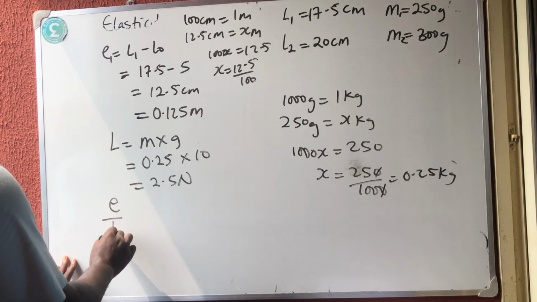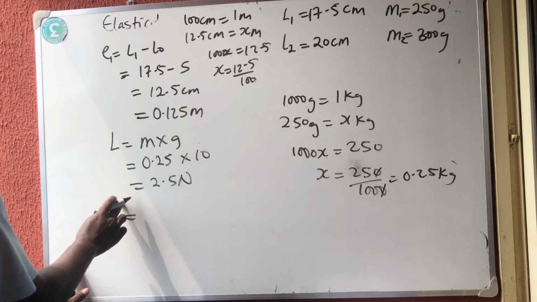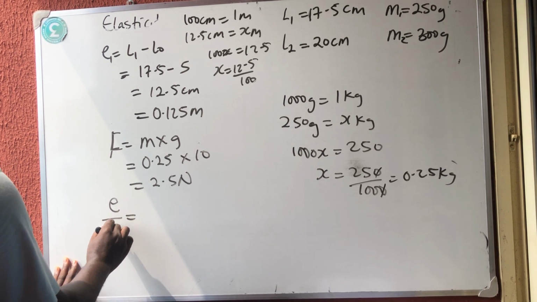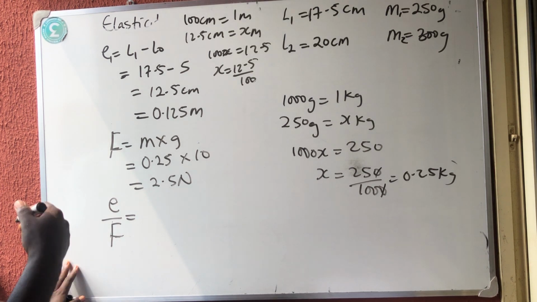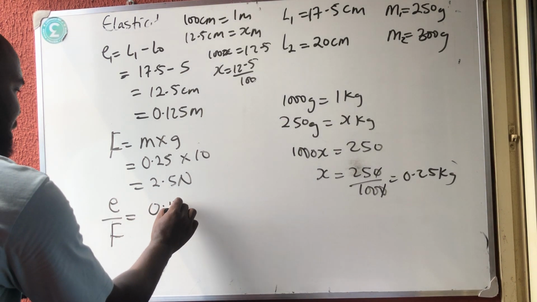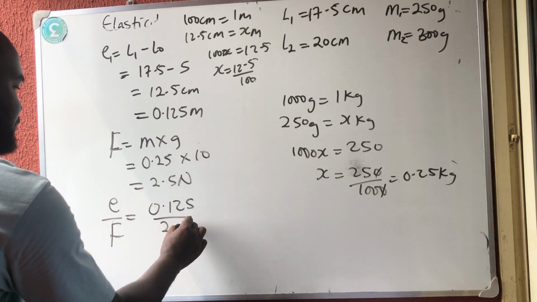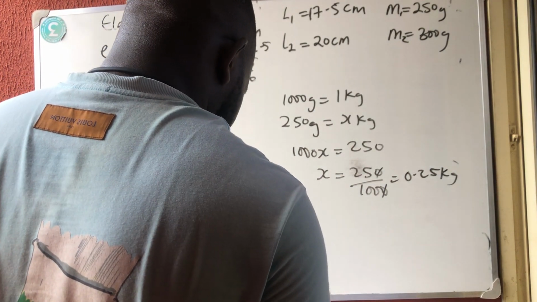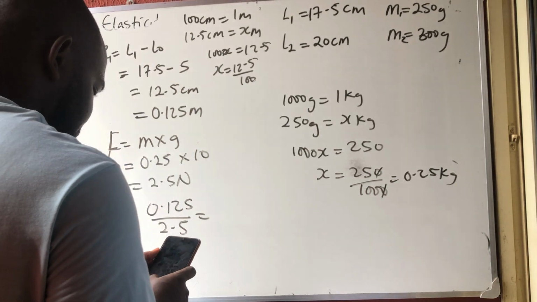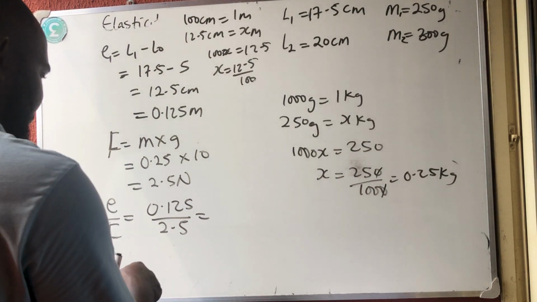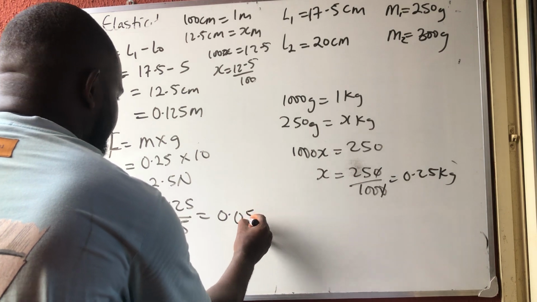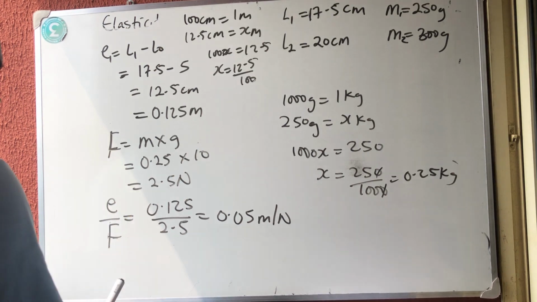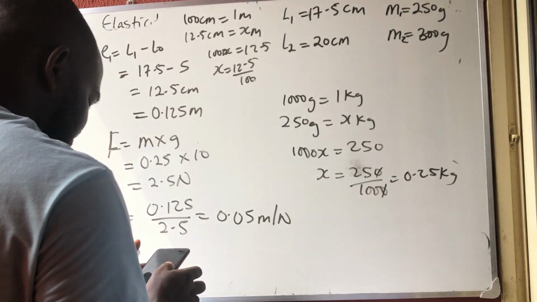So extension over load, or force. Let me use force since I've used the other one as length. Extension over force: you know, force is the same as load. Extension 0.125 divided by the load 2.5. So I'm having 0.05 meter per Newton, because meter is up and the force is down. Meter per Newton. So that is that.